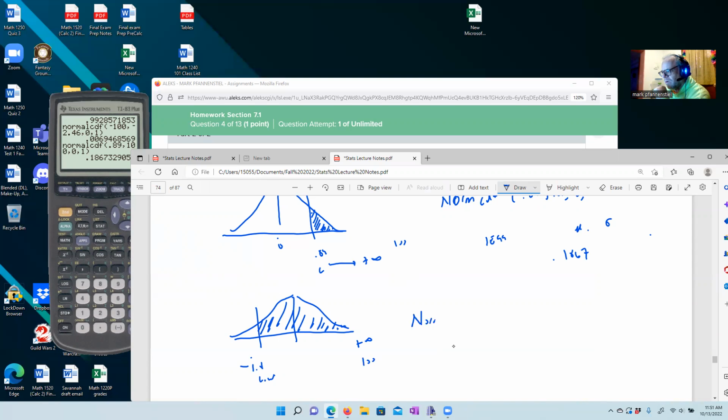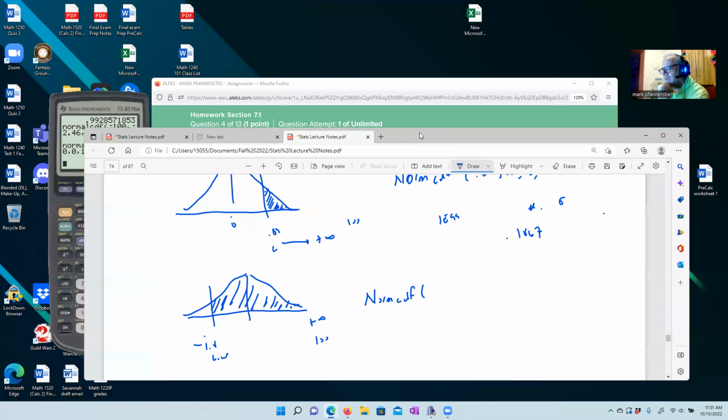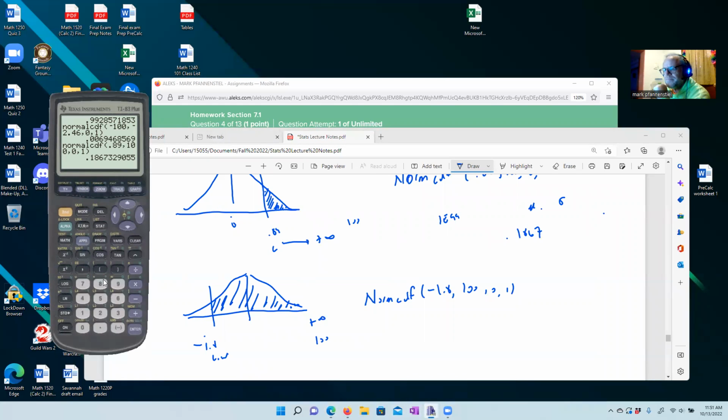So we have normCDF. Again, I don't have an issue with you not showing work on the test. That's fine. We want our low number, negative 1.8. Our high number, we'll call it 100, and then mean 0, standard deviation 1. And then we're good. Like the function distributions, go to normCDF.